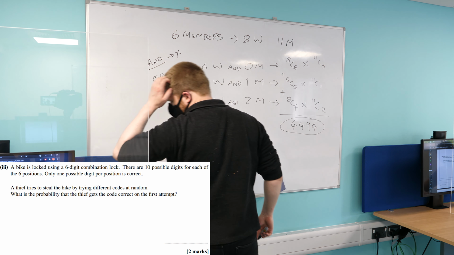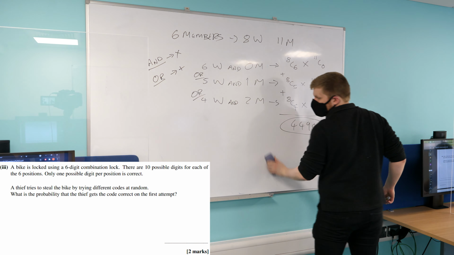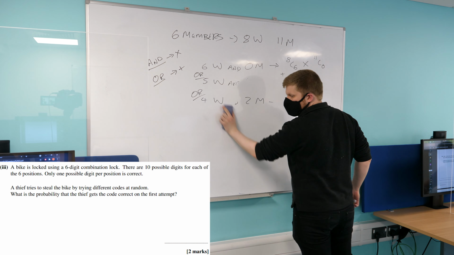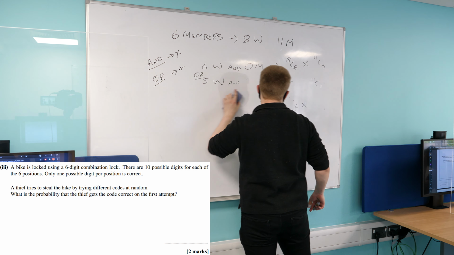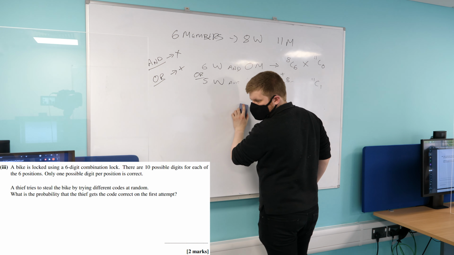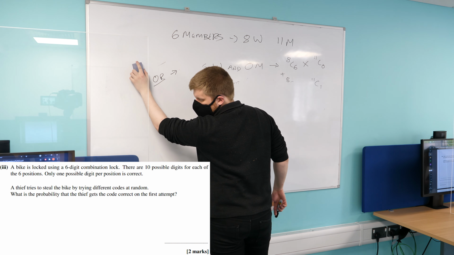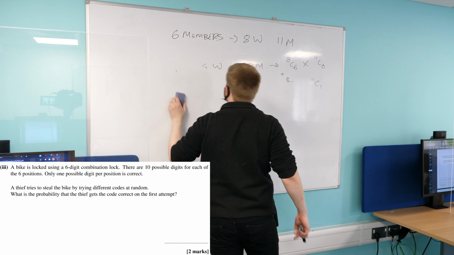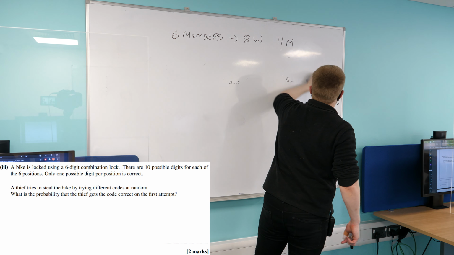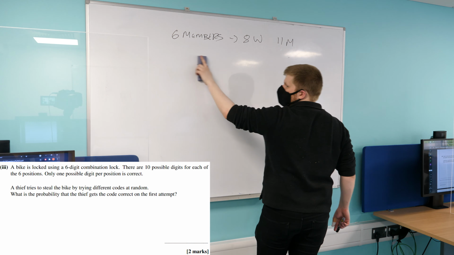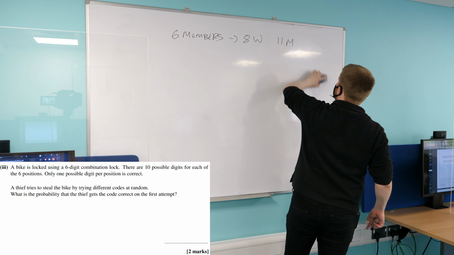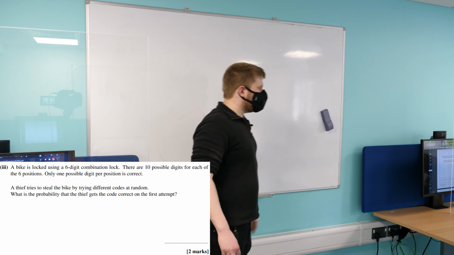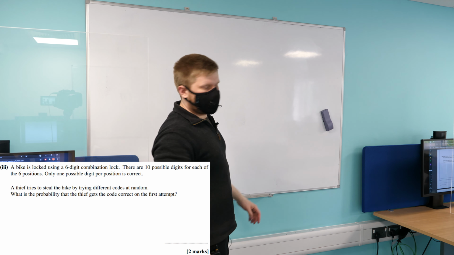So question 3 says, a bike lock is locked using a 6-digit combination lock. There are 10 possible digits for each of the 6 positions. A thief tries to steal the lock and he's going to try a code at random. What is the probability that the thief gets the code correct on that first attempt that they try? Okay. So how are we going to calculate it first of all? Just think about the probability side of things. What do we need? How are we going to calculate that particular probability there?